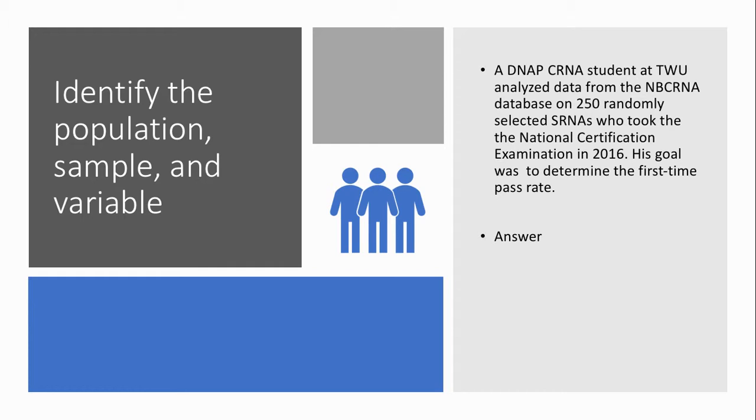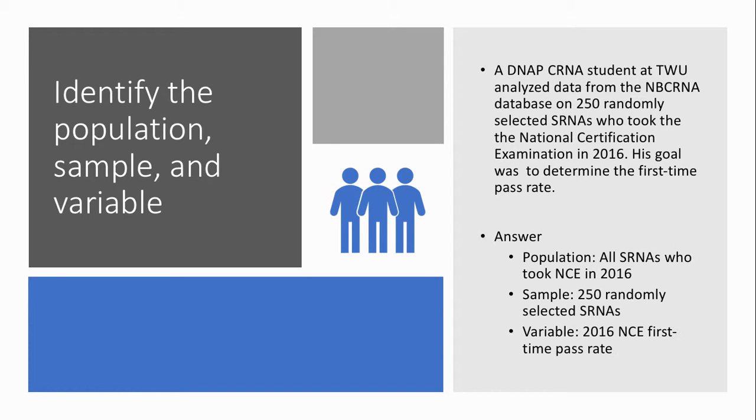Here's an example. Identify the population, sample, and variable in this particular example. A DNP CRNA student at Texas Wesleyan analyzed data from the NBCRNA database on 250 randomly selected SRNAs who took the NCE exam. His goal was to determine the first-time pass rate. The population you're interested in is all CRNAs who took the NCE in 2016.